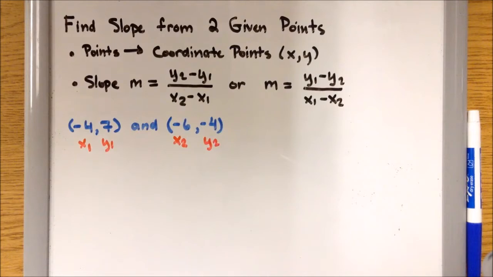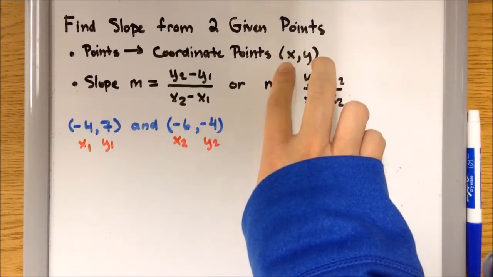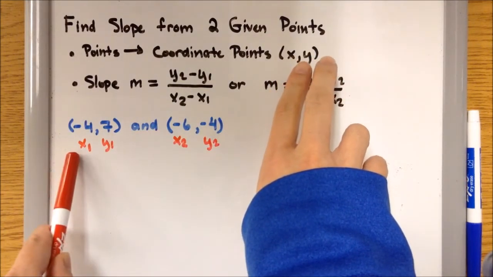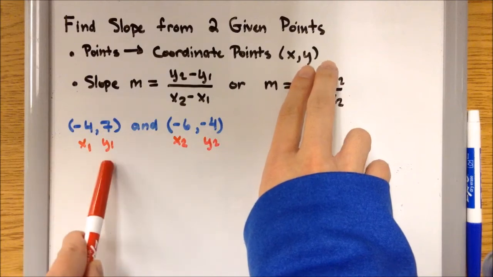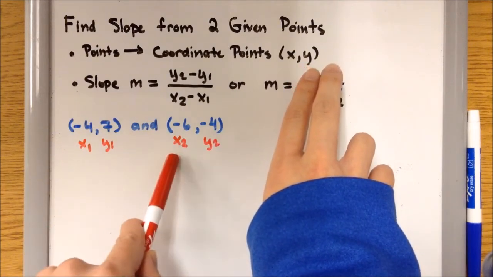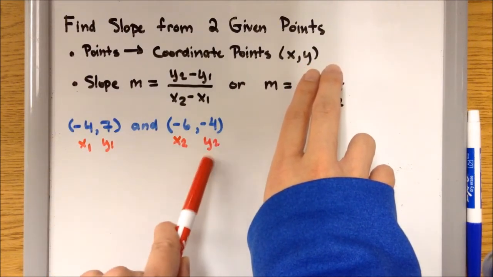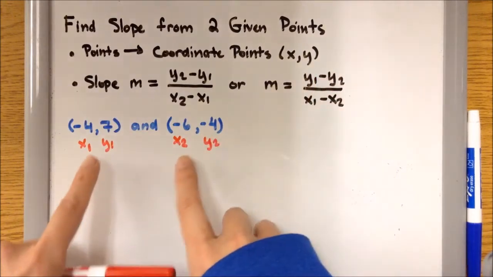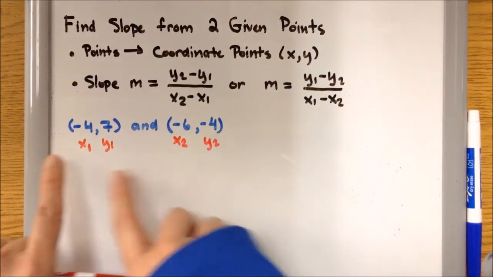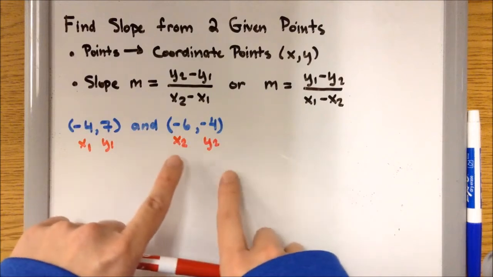So when we're labeling points, remember a coordinate point always has an x and a y value. So if this is my x1, then therefore this is my y1. If this is my x2, therefore this is my y2. Remember, each coordinate point always has an x and a y. These are my 1's, these are my 2's.